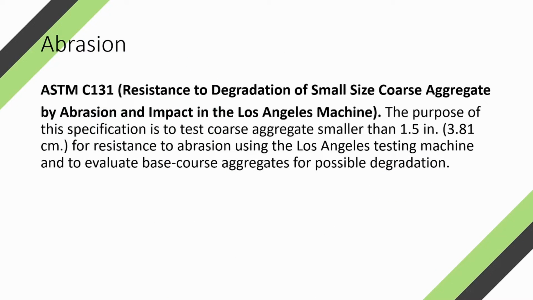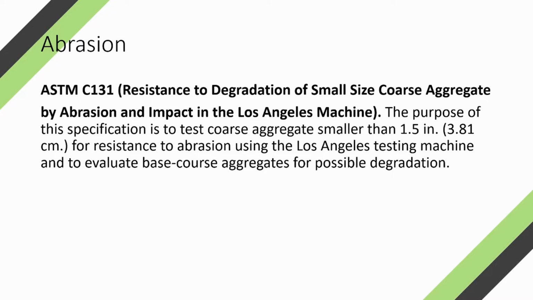So, next test is the ASTM C131, or the Resistance to Degradation of Small-Size Coarse Aggregate by Abrasion and Impact in the Los Angeles Machine. The purpose of this specification is to test the coarse aggregate smaller than 1.5 inch for resistance to abrasion using the Los Angeles testing machine and to evaluate the base coarse aggregates for possible degradation.